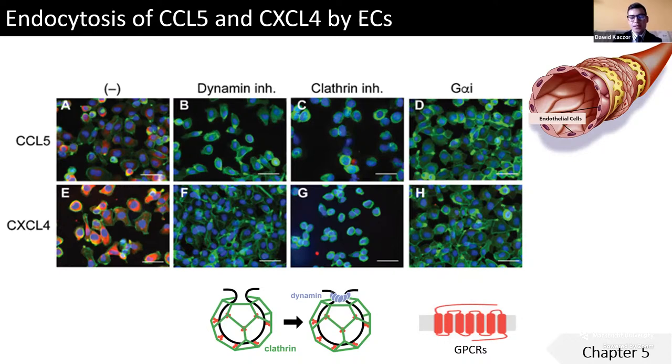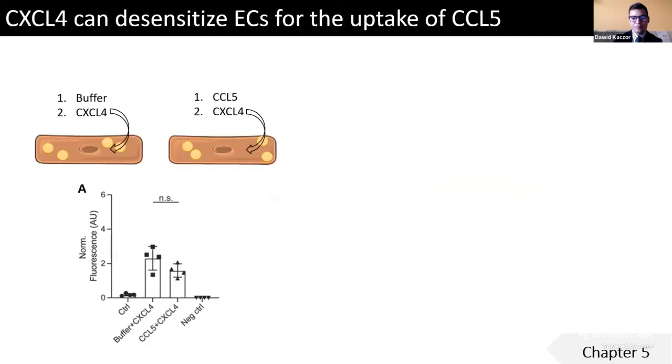In order to investigate the mechanisms of the uptake, endothelial cells were pretreated with inhibitors of clathrin and dynamin-mediated classical endocytosis, as well as the antagonist of G protein-coupled receptors. The blockage of aforementioned proteins led to a reduced internal presence of both chemokines, which can be seen as a lack of red fluorescence in the micrographs. This indicates that both chemokines are internalized via clathrin and dynamin-dependent endocytosis, as well as GPCR receptors.